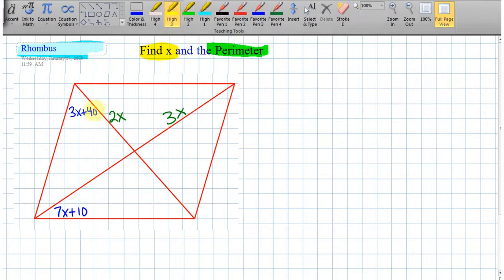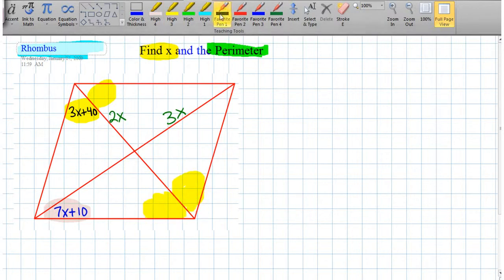The angles, I have an expression for 3x plus 40, and I have another expression for this angle down here at 7x plus 10. Well, somehow these two angles are related, and we are going to be able to write an equation using those two expressions. Well, if you know the properties of a rhombus inside and out, you should know that this angle is also 3x plus 40. Why? Because the diagonals bisect each angle. And also, these two angles are also 3x plus 40 as well. It's because opposite angles are equal.